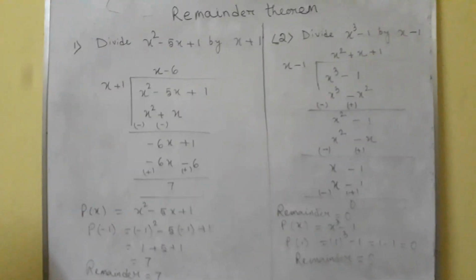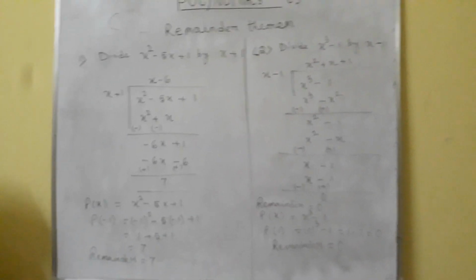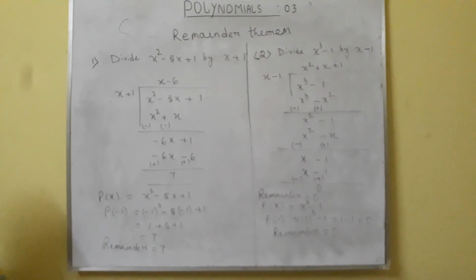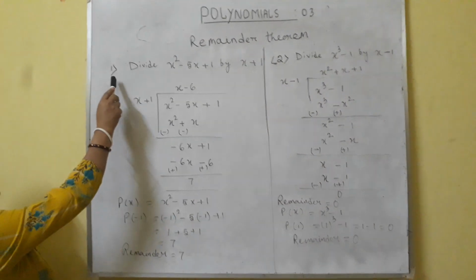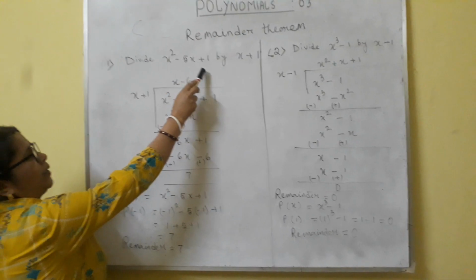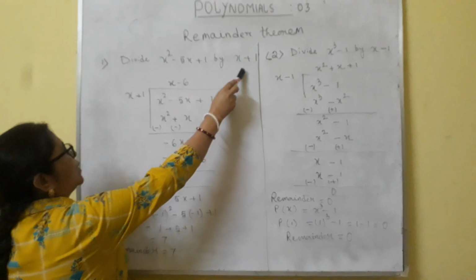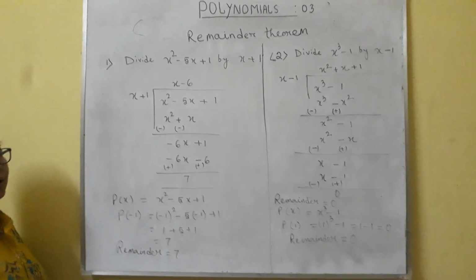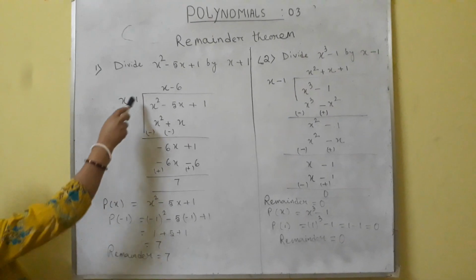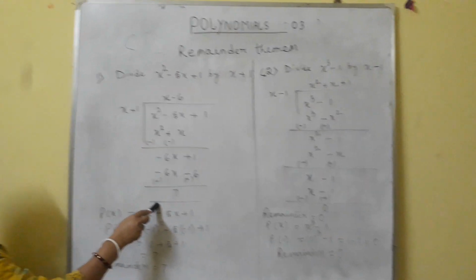Today we will discuss the remainder theorem of the polynomial. Take a question. Suppose you have to divide x square minus 5x plus 1 by x plus 1. In the junior classes, you have learned the long division method. So first we divide it by the long division method.